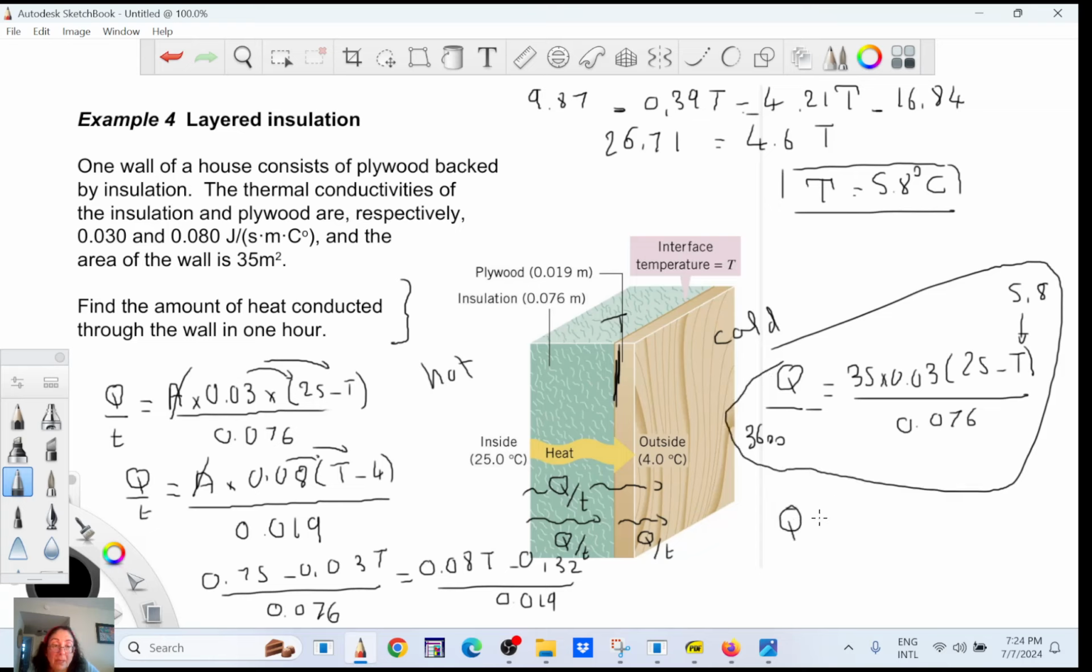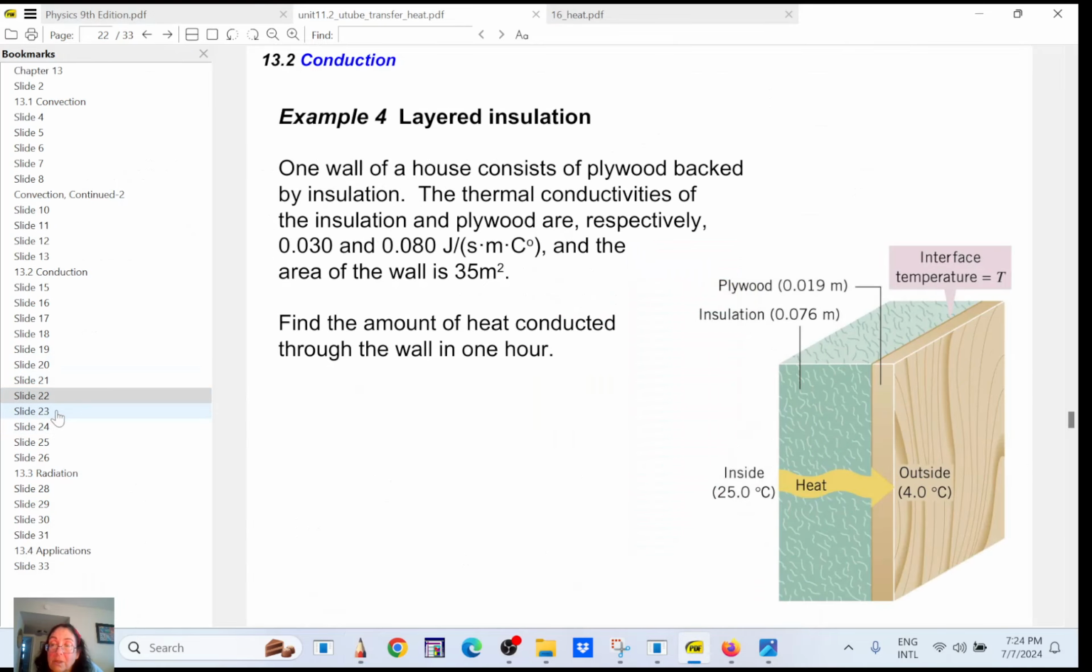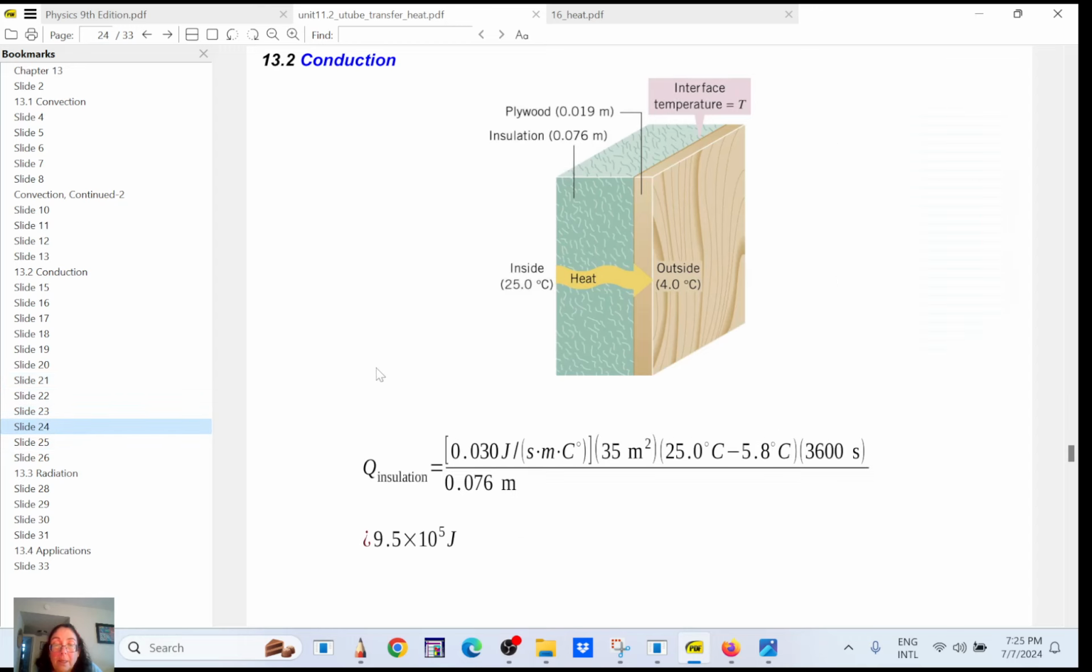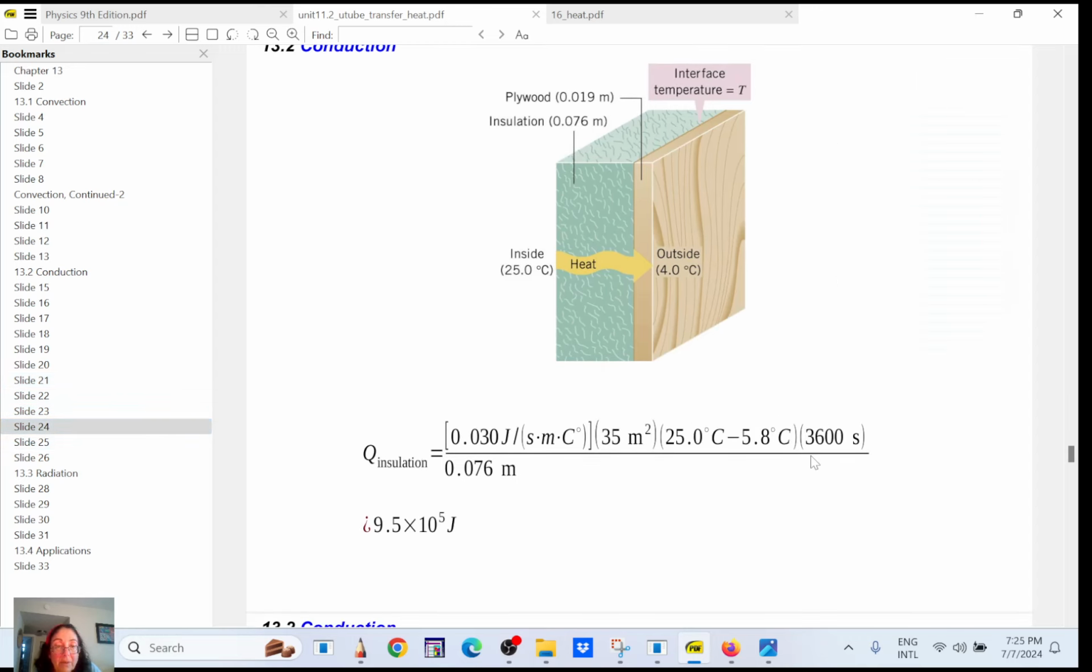And if you do that, that's going to be 9.5 times 10 to the 5 joules. Okay, so let's find out. 5.8 degrees Celsius. And you see the steps here. And then you plug everything in and you get the answer.